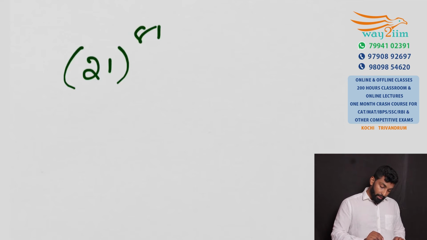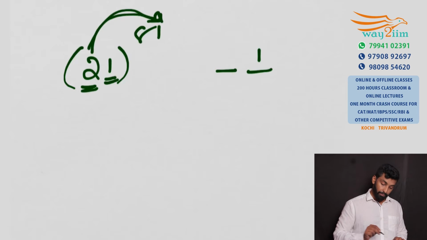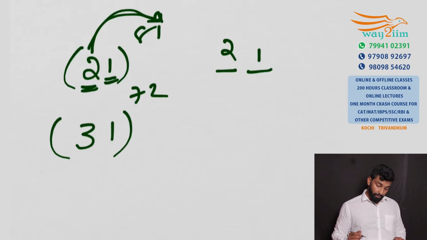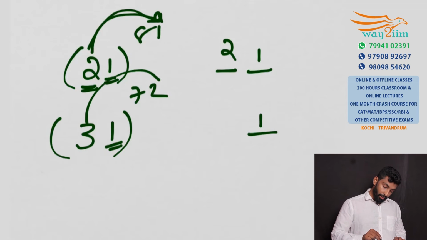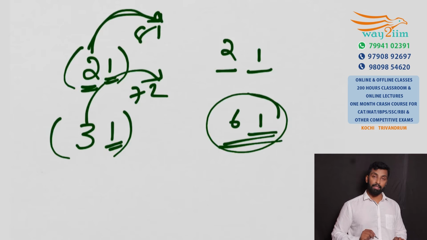Now we know this is a number ending in 1, so the last digit will be 1. Now the previous digit is what we need to find out. This will be 2 into 1, the second digit into this number, that is 2. What if it is 31 raised to 72? You know the last digit is 1, a number ending in 1, so the last digit will be 1 whatever the power. Then 3 into 2, which is equal to 6. So these are the last two digits.